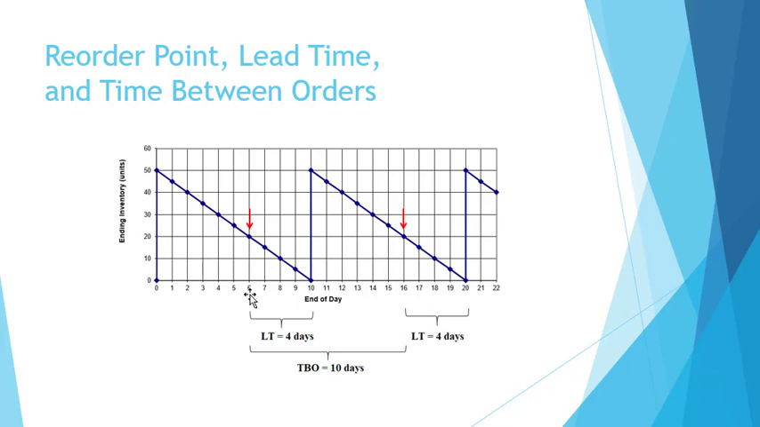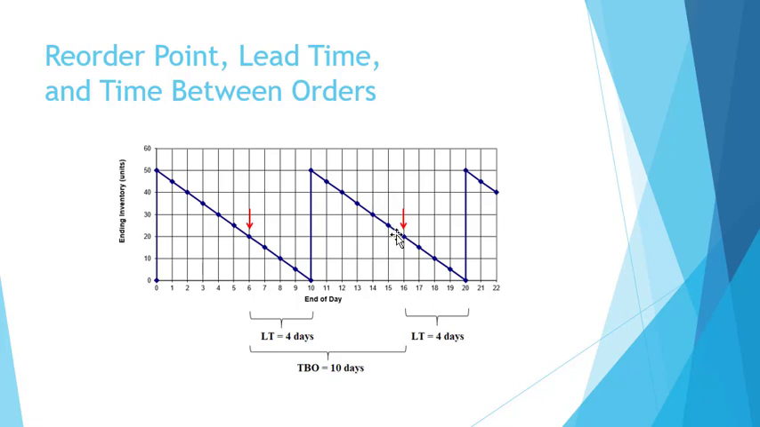Or we can say when the ending inventory hits 20 units, a new order must be placed. That 20 units is called the reorder point. 4 days times 5 units per day. That's the total demand during lead time, which is 20. So the order is placed there. It will arrive, say, at the beginning of day 11, and the new cycle will start again.